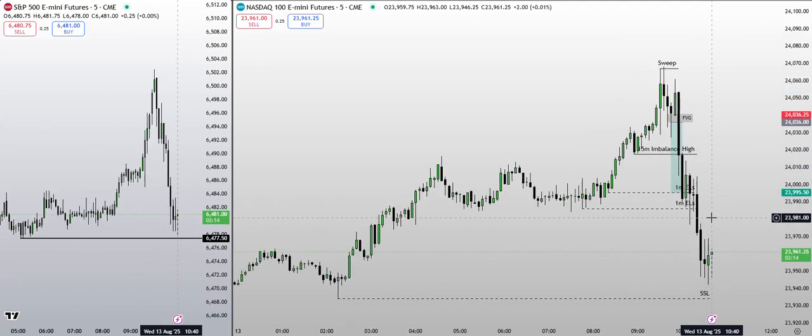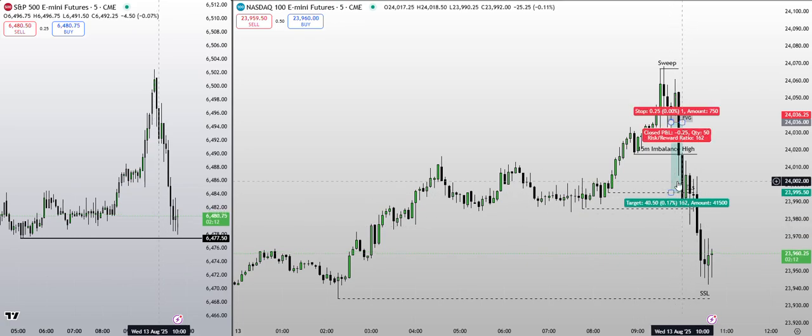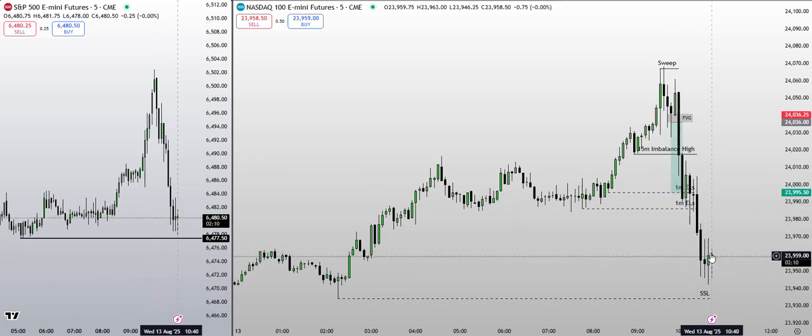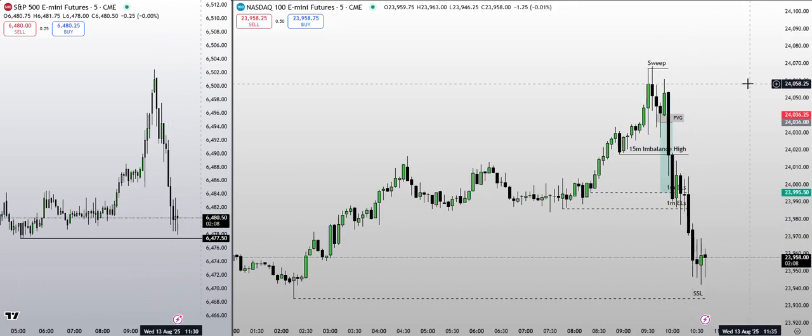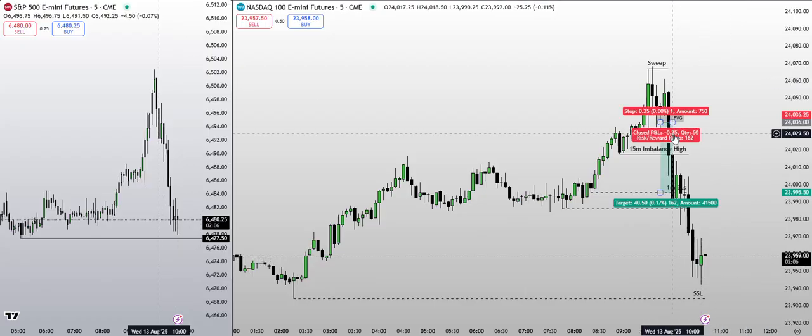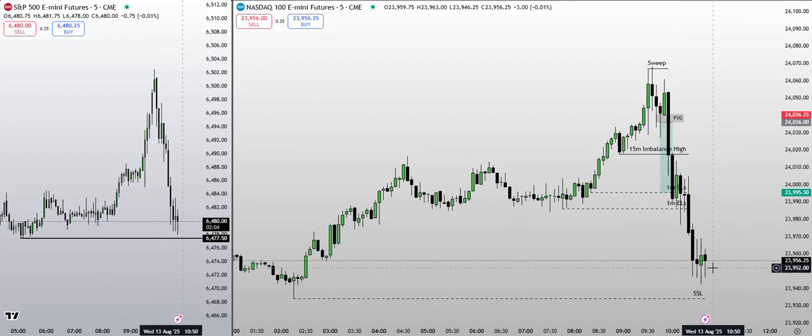And as you can see, we went beyond it. Many people took partials where I told them to and held beyond it. So very well done there. Great move all around. Full take profit hit. And that is the trade taken today.